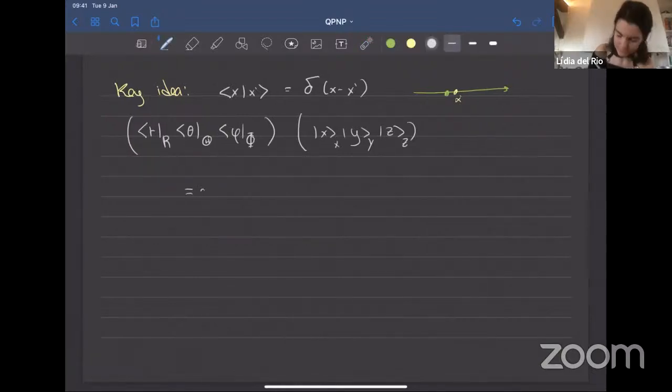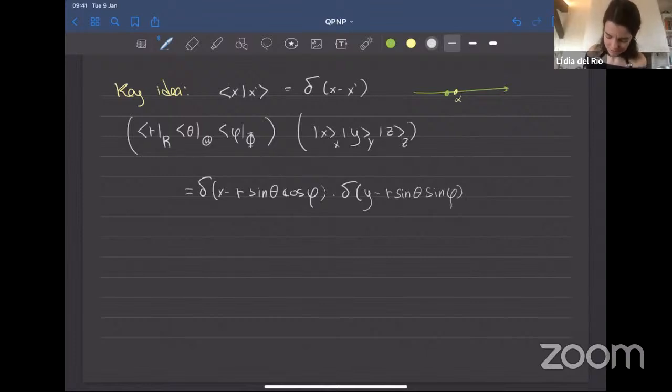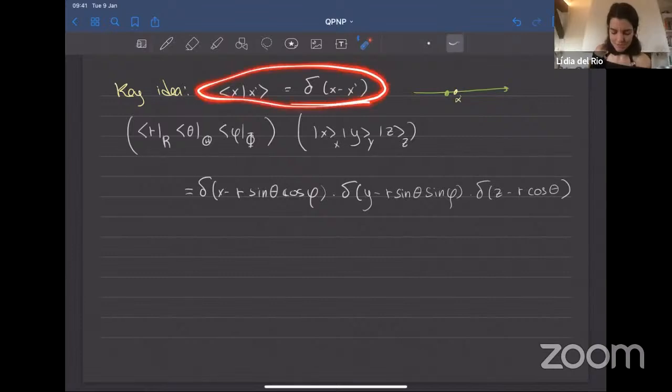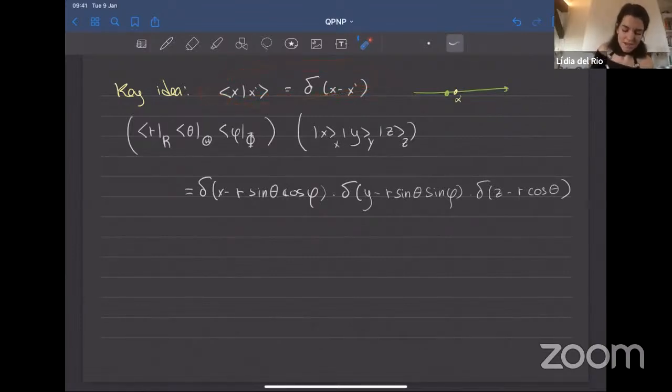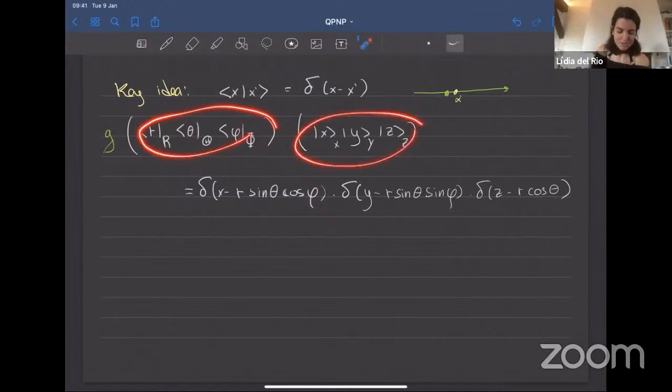So I just say, well, then this is the delta of what? x minus, x needs to be the same as r sine theta cosine phi to make sure we get the right x. But in addition, we also need that y is the same as r sine theta sine phi. And in addition, meaning multiplying, z needs to be the same as r cosine theta. So it's kind of a generalization from this inner product to this. What I'm hiding here, what I'm making implicit, is that of course we need to apply these isomorphisms that we never say, to formally go from this factorization to that factorization, right? So this is kind of implicit.